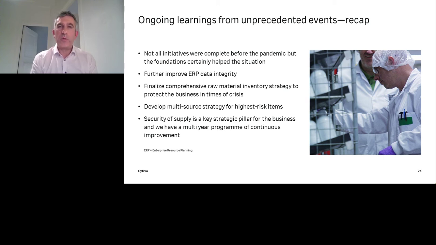We have ongoing work, which we will continue, when it comes to developing multiple sources for the highest risk items. And as I said at the start, security of supply is a key strategic pillar for the business, and we have a multi-year program of continuous improvement in place. So we hope to continue to have this top of mind, continue to have it as a priority in the business, and the intent would be for us to get better and better.